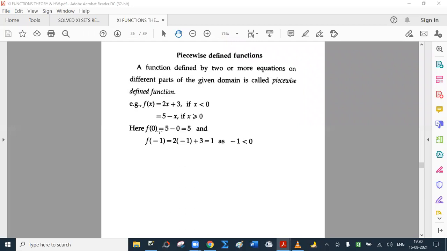Now use common sense. If you are asked to find f of 0, will you go for 2x plus 3? No. Is 0 less than 0? No. 0 is equal to 0. How can 0 be less than 0? So you have to go for this. So to get f of 0, use this, 5 minus 0 equal to 5. What is f of minus 1? Is minus 1 greater than or equal to 0? No. Minus 1 is less than 0. So what is f of minus 1? It is 2 into minus 1 plus 3. That is 1. Is that clear? So this is about the piecewise defined function.